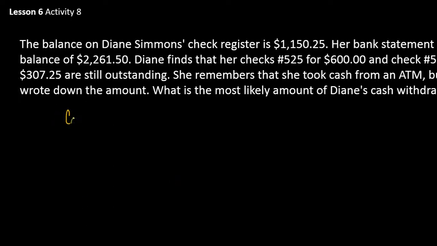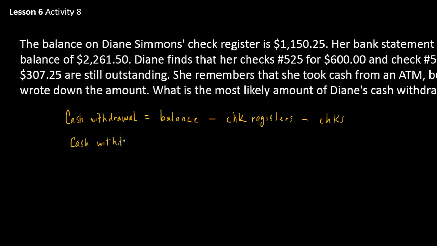Same approach here. We identify the variable that we're solving for, and then we pull the equation that corresponds with it. Cash withdrawal equals balance minus check register minus checks. Let's plug in what we know. So cash withdrawal, what we're solving for, equals balance. It says her bank statement shows a balance of $2,261.50. Let's plug it in.